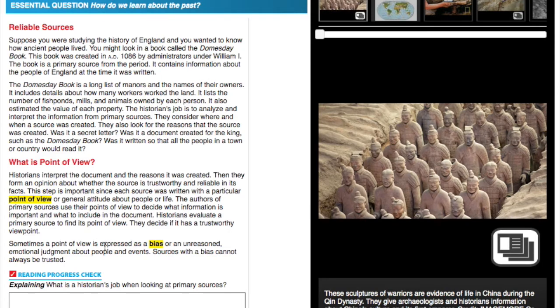Sometimes a point of view is expressed as a bias. A bias is an unreasoned, emotional judgment about people and events. Sources with a bias cannot always be trusted. Okay, so you have your definition of bias, and it's definitely true. It's unreasoned, and it's an emotional judgment and opinion. What I need to encourage you on is to understand we all have those things.